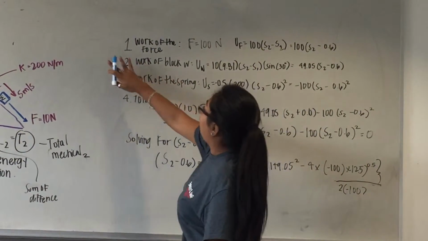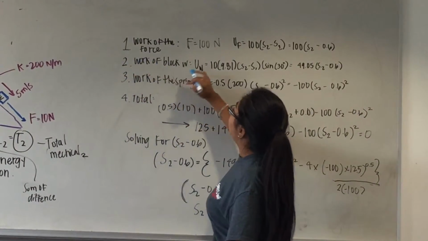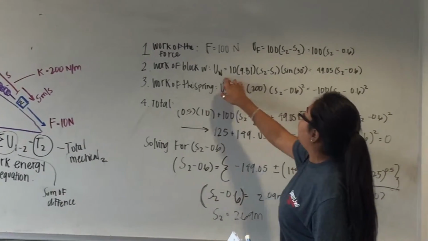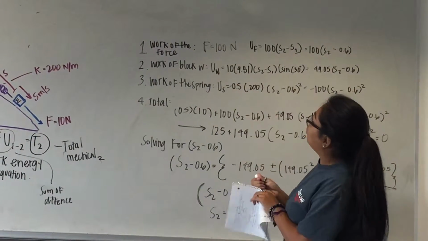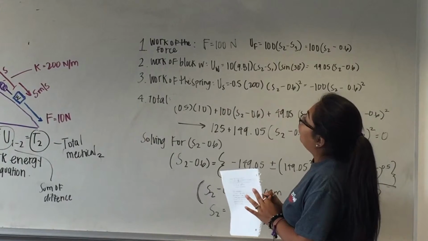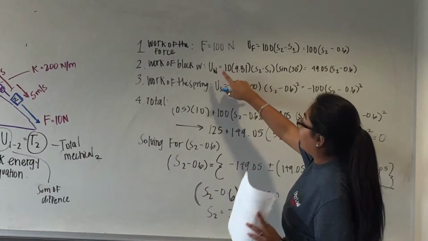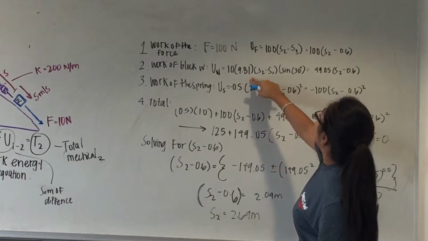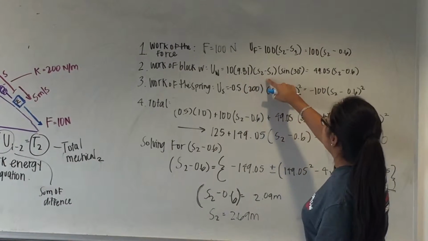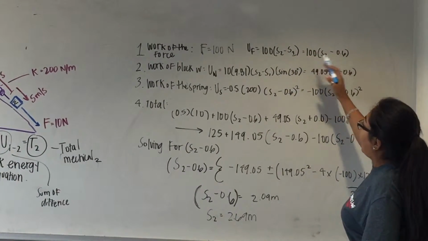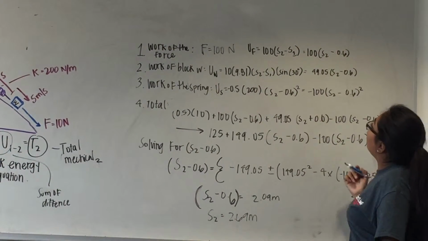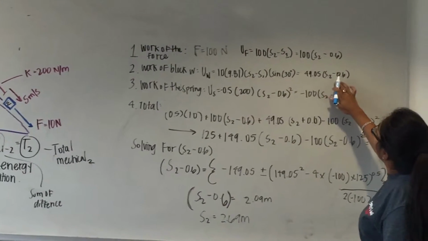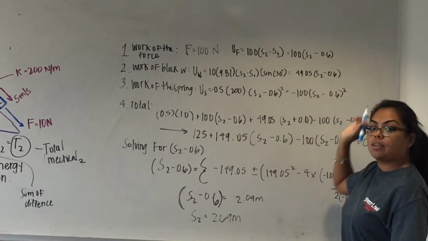And then for component 2 would be the work of the block W, which is this one right here. And the equation is the potential energy of the block equals the weight, 10 times 9.8, parentheses S2 minus S1, times sine of 30 degrees, which equals 49.05 parentheses S2 minus 0.6.